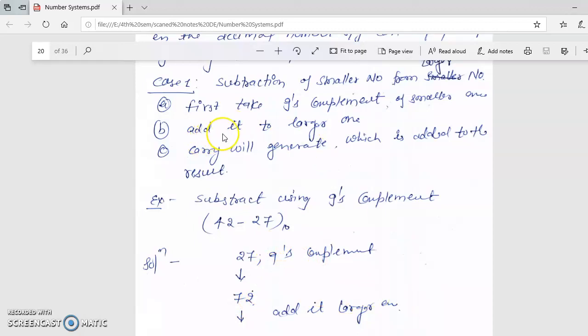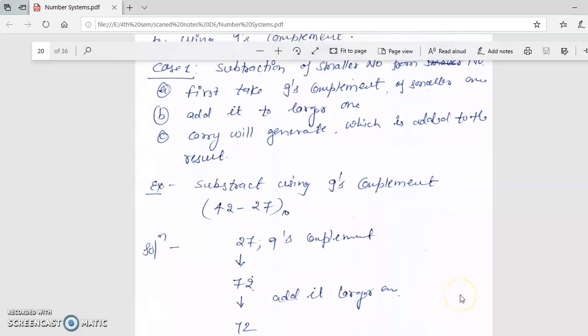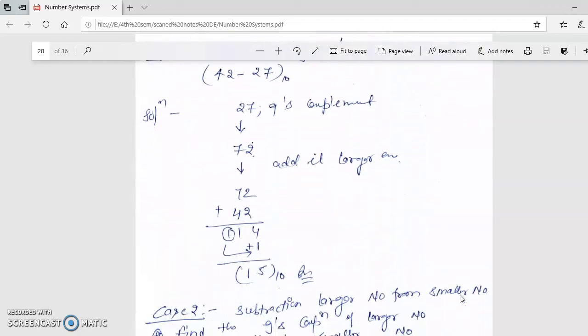Now next rule is add it to the larger one. Larger is 42, so now next step is add this 9's complement, that is 72, to 42. We are adding 72 plus 42 and get 114. This one is carry.